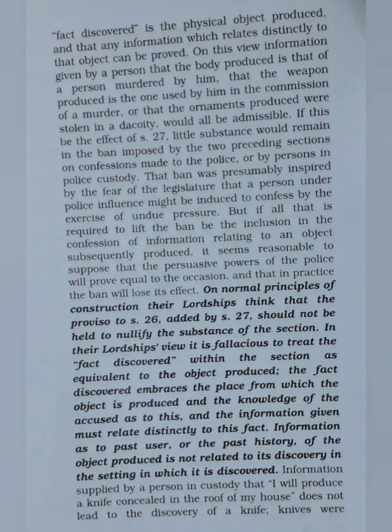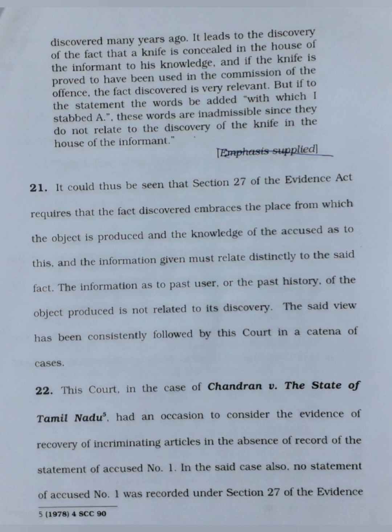Information supplied by a person in custody that "I will produce a knife concealed in the roof of my house" does not lead to the discovery of a knife; knives were discovered many years ago. It leads to the discovery of the fact that a knife is concealed in the house of the informant to his knowledge, and if the knife is proved to have been used in the commission of the offence, the fact discovered is very relevant. But if to the statement the words be added "with which I stabbed A", these words are inadmissible since they do not relate to the discovery of the knife in the house of the informant.